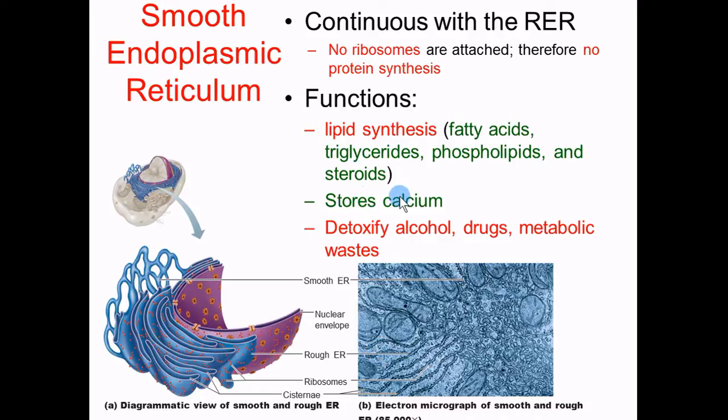When we talk about the muscle cells, the muscles have something called a sarcoplasmic reticulum. All it is is endoplasmic reticulum, but in a muscle, so we changed the name a little bit. But it stores calcium there. And we'll talk about calcium later, how it helps with contraction of muscles. And then another really important thing the smooth ER does is detoxify alcohol, drugs, and metabolic wastes.